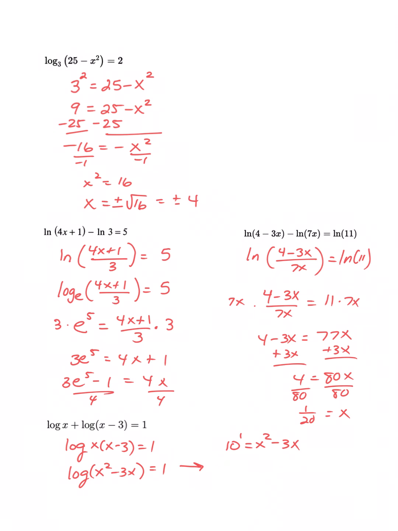This makes a quadratic equation which I now need to get equal to 0, so I'm going to go ahead and subtract 10 on both sides. And I'm going to factor and solve. So two numbers that multiply to make negative 10, add to make negative 3. That would be negative 5 and positive 2. Therefore, x minus 5 equals 0. So x is 5. And x plus 2 equals 0. So x is negative 2.